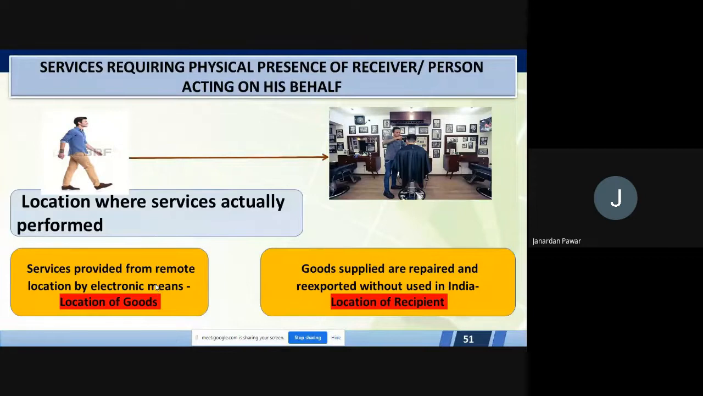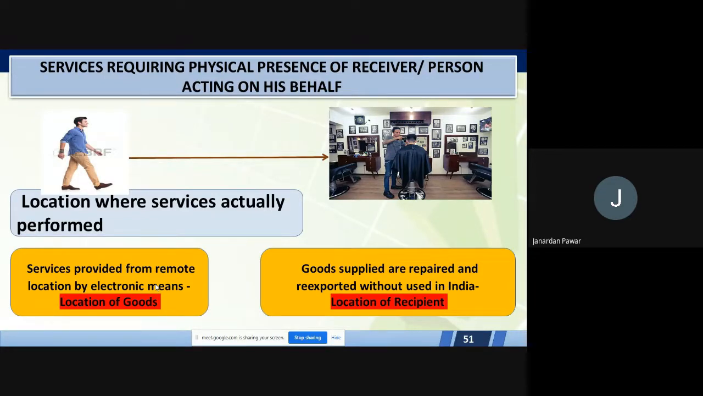Now, services requiring physical presence of receiver or person acting on his behalf. Look, we cannot avoid our presence for these kinds of services. If you want to get a haircut, is it possible to get a haircut without your presence? No, we should be there. Our presence must be there at the salon for getting a haircut. So there are certain services where we need to be there physically, and this is why this kind of provision is made. Just look at the provision, what they have said in the provision.